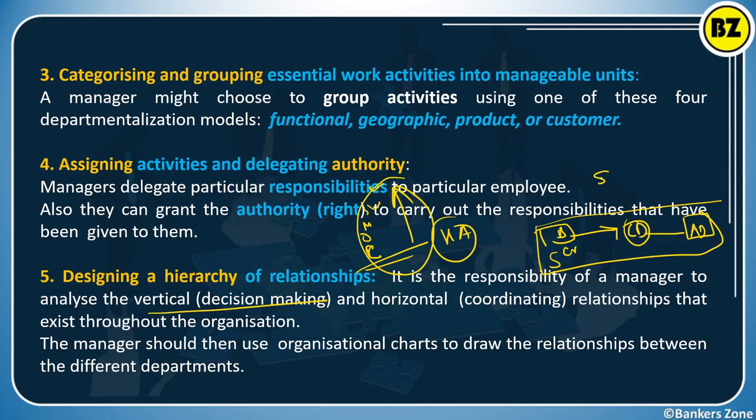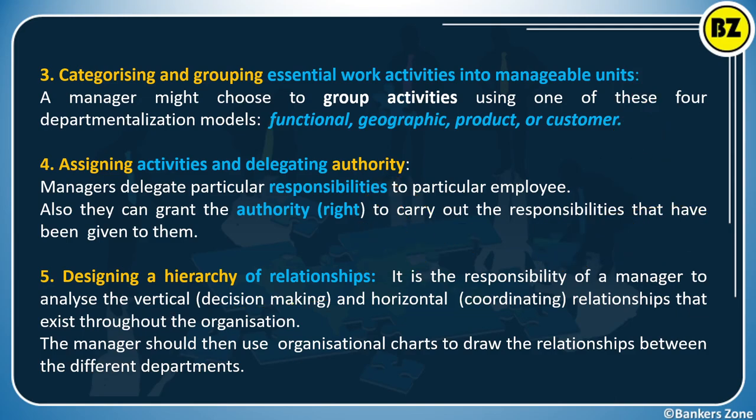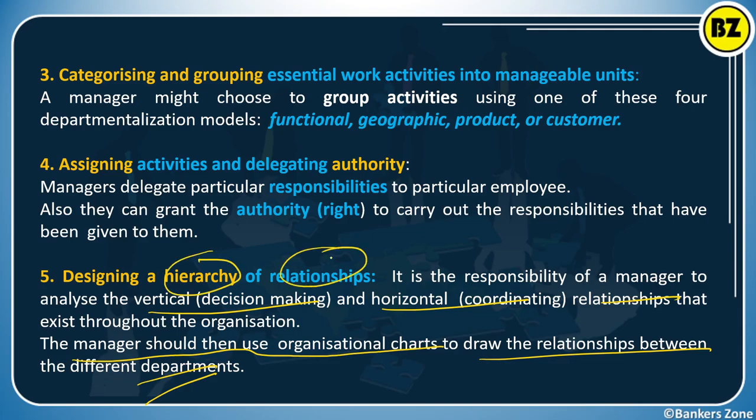Vertically means the branch sends a 5 crore proposal to the zonal office. If the zonal office is not able to do this, it will send it to the head office. So this is vertical. You have to understand that vertical and horizontal decision making relationships must be created. Now, the manager should use the organizational chart to draw the relationship between different departments. So basically, there must be a hierarchy of relationship.